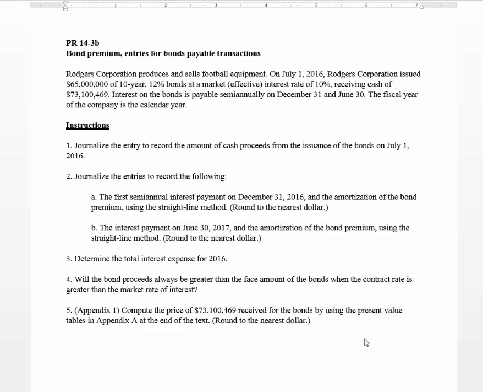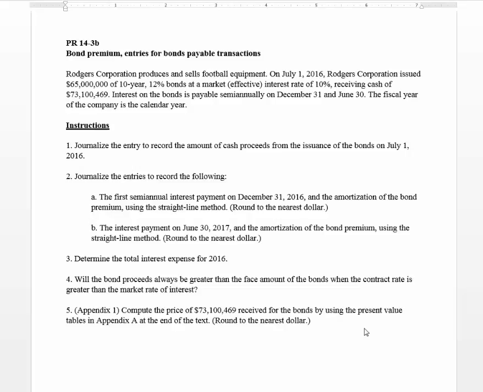Welcome to Problem 14.3b, Bond Premium, Entry for Bonds Payable Transactions. Rogers Corporation produces and sells football equipment. On July 1, 2016, Rogers Corporation issued $65 million of 10-year 12% bonds at a market-effective interest rate of 10%, receiving cash of $73,100,469. Interest on the bonds is payable semi-annually on December 31st and June 30th.